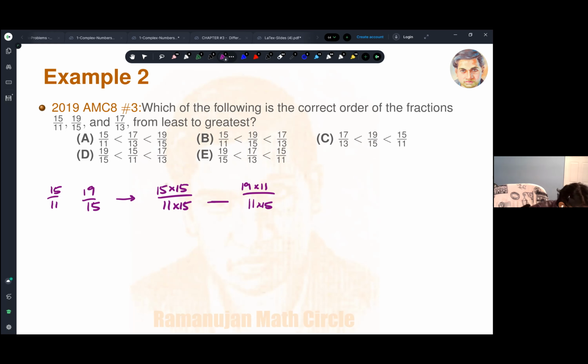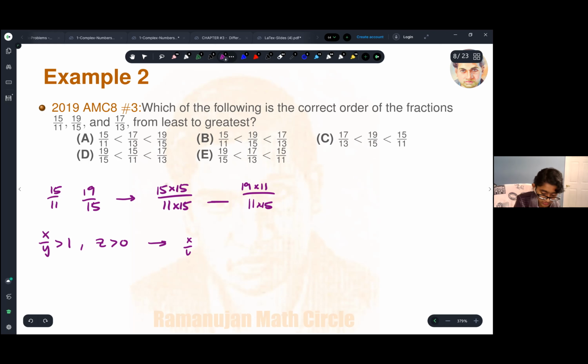So now let's look into a technique that we found. It was: if x over y is greater than 1, which is true here for all the fractions, and z is greater than 0, then we have that x over y is greater than x plus z over y plus z.